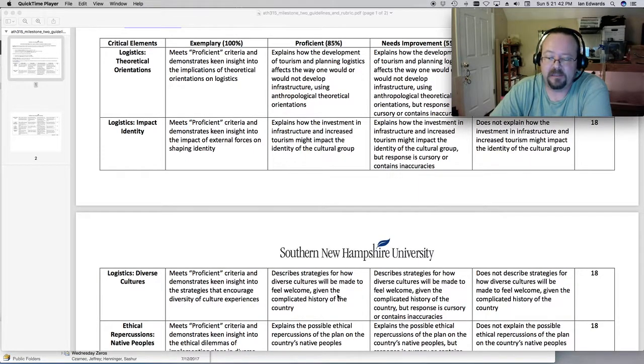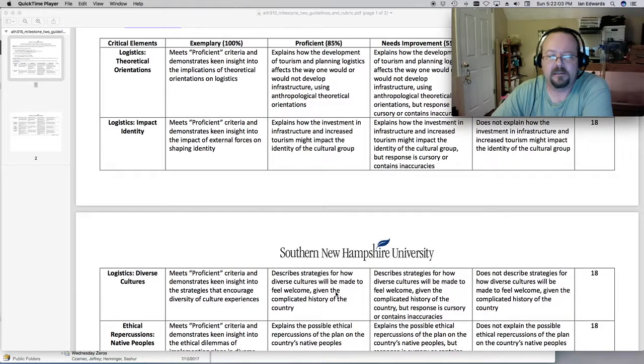Remember in Milestone 1, we had that key part about addressing bad press, or the complicated history of your particular place. Well, outsiders might have some feelings about that. How are you going to make them feel welcome, right? Yeah, you need to give that some good consideration.